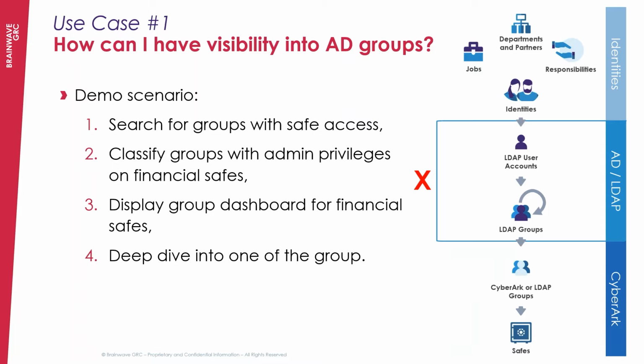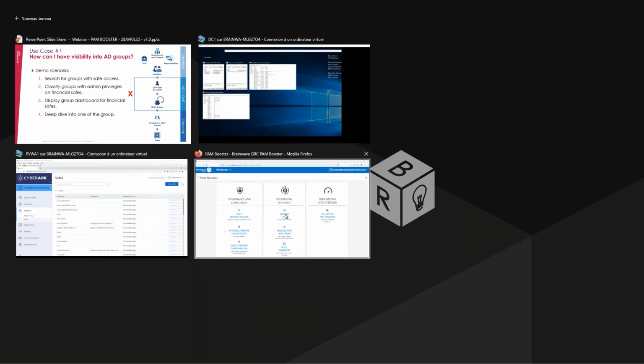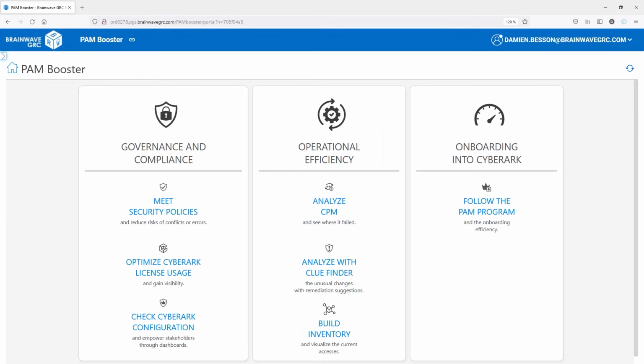So first of all, we are going to search all the groups with safe access, but not only with safe access. We will focus also on the administration privileges on my financial safes, because they are the critical ones for me. Then we will filter through these groups, the group dashboard, and finally, we will deep dive to investigate a little bit more on a specific group. So let's switch to my demonstration platform.